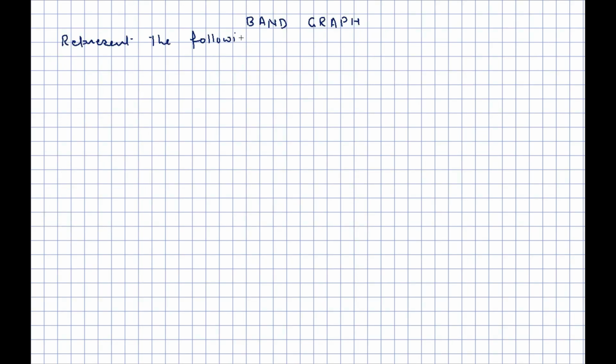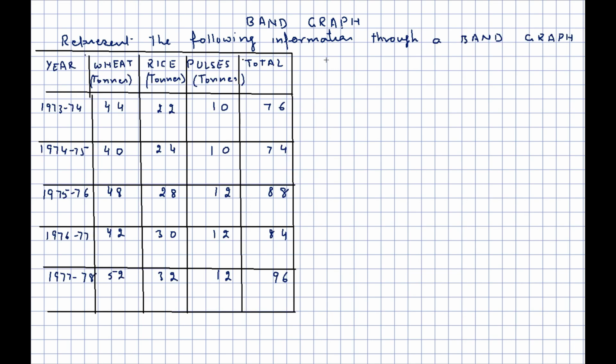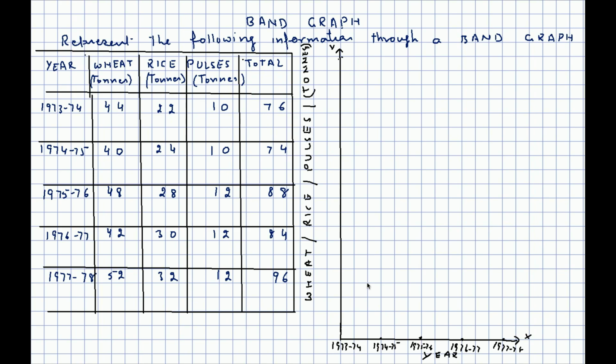Coming to band graph. Represent the information through a band graph. Table shows production of wheat, rice, pulses in tons for different years. Please keep note that in this graph we should not break the y-axis. Secondly, while choosing the scale, we should also keep the total values in mind. Representing time on the x-axis and production on the y-axis.